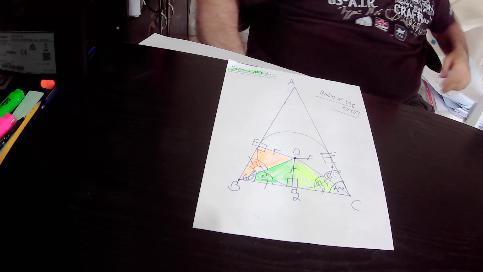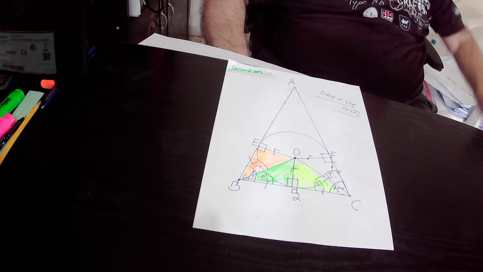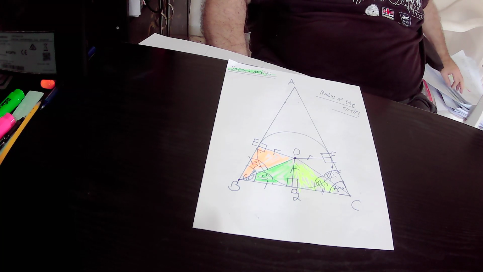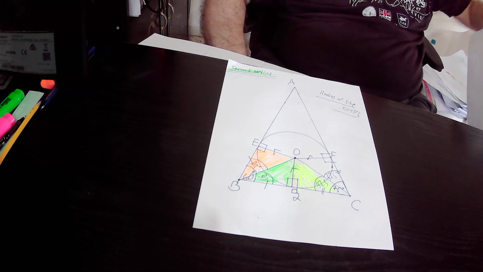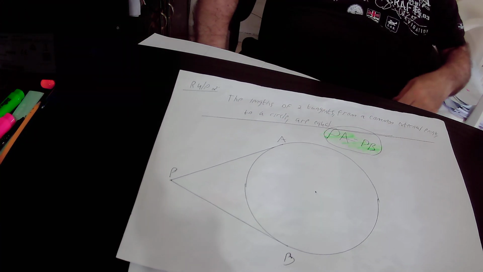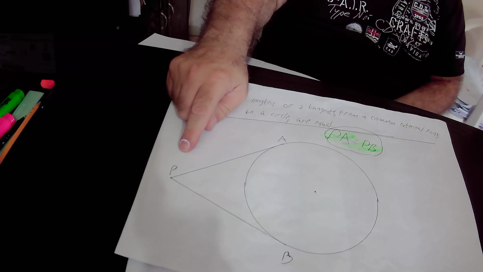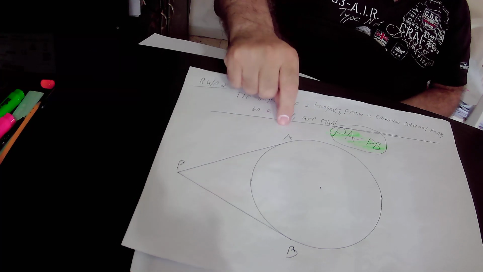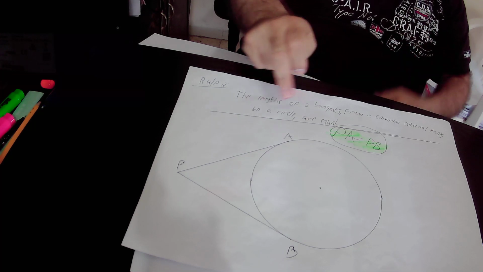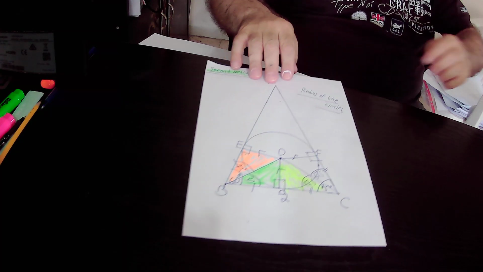Then I presented to you rule number 2. According to rule number 2, the lengths of two tangents from a common external point to a circle are equal. We have the common external point P. From point P we have tangent PA and tangent PB. According to rule number 2, the lengths of the two tangents are equal to each other. That is to say, PA equals PB. We implemented rule number 2 in our drawing.